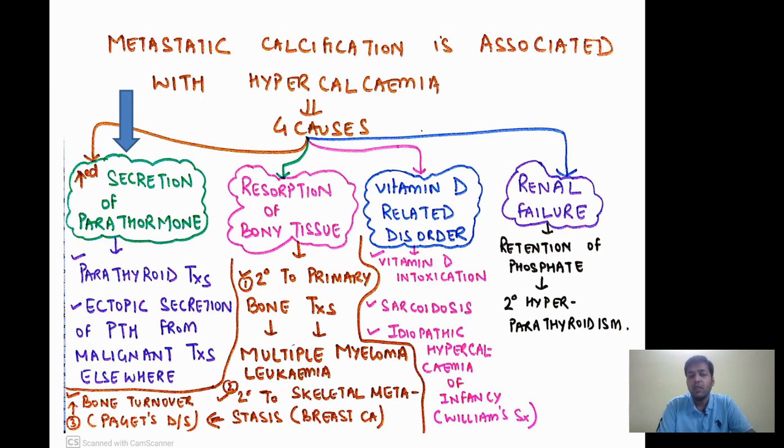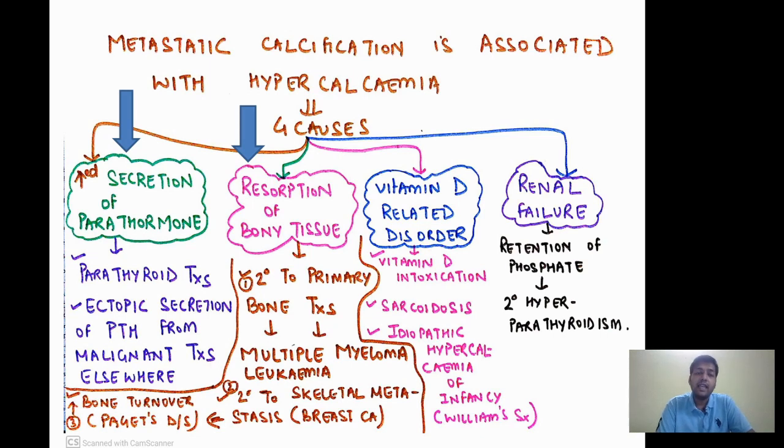For example, we have a tumor of the lung. There is a tumor which is secreting a parathormone-like peptide, which is not parathormone, but it is a peptide functioning as a parathormone. So all of them lead to hypercalcemia and ultimately deposition of calcium in the tissues, leading to metastatic calcification. The second important mechanism of hypercalcemia is resorption of the bony tissues, meaning calcium is getting reabsorbed from the bony tissue. It can happen in 3 basic scenarios.